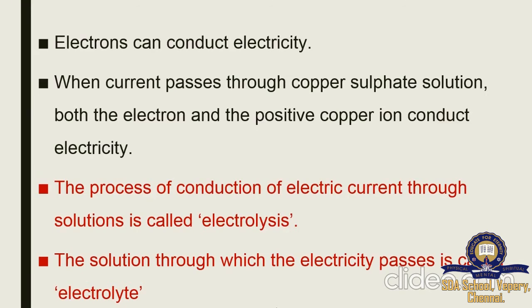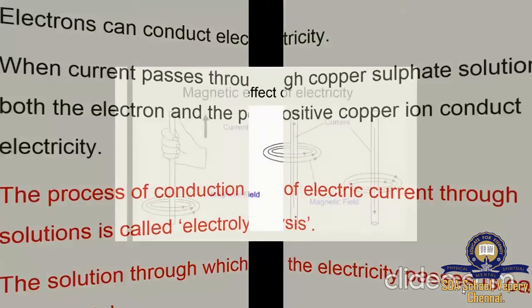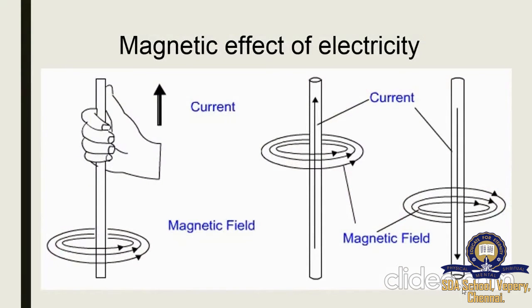The solution through which the electricity passes is called electrolyte. So the next effect we are going to see is the magnetic effect of electricity. So what is a magnet? We all learned, right? So here they use a right hand thumb rule.